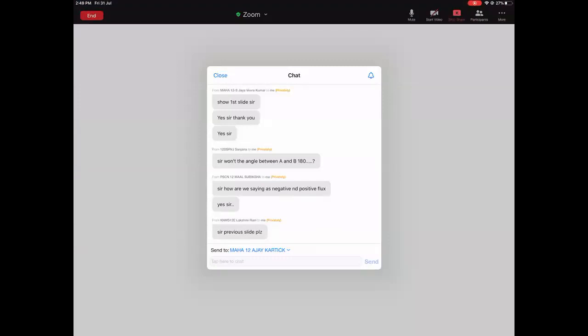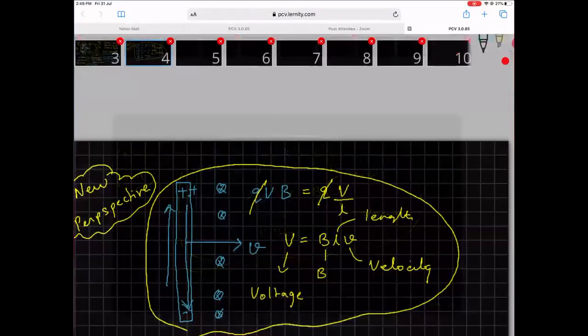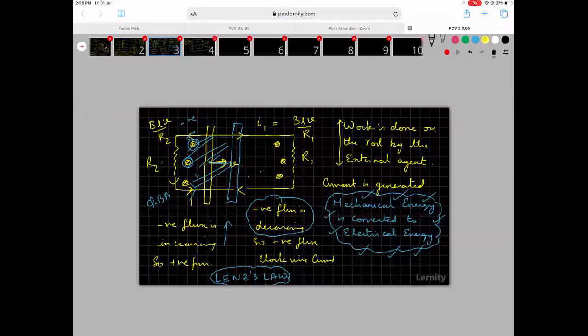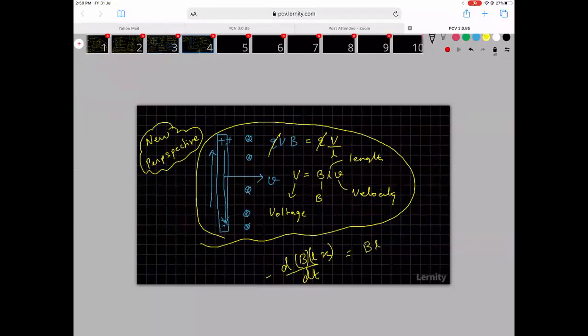Sanjana, why are you bothered about the angle? We are not bothered about the angle between A and B. Faraday just told us one simple thing, that whenever the flux associated with the coil is changing, an EMF is induced, and that EMF is equal to d phi by dt. So if the rod moves from here to here, this distance is x. The flux associated with the rod is BLx. This is area, this is B. Now d phi by dt with the negative sign works out to be BLV.